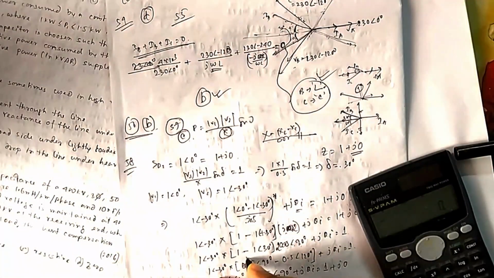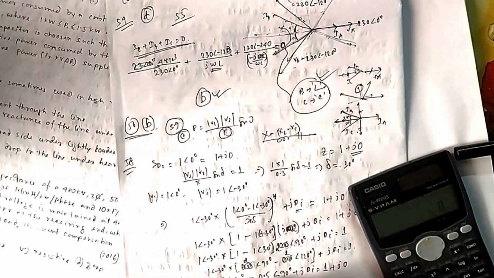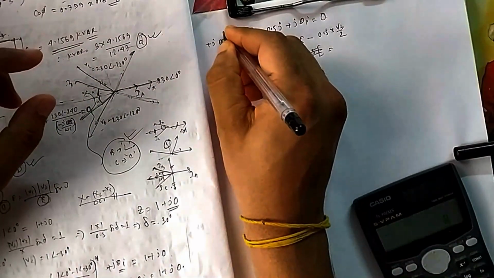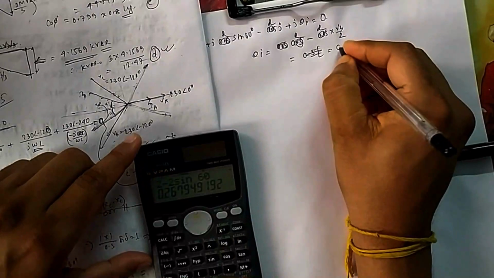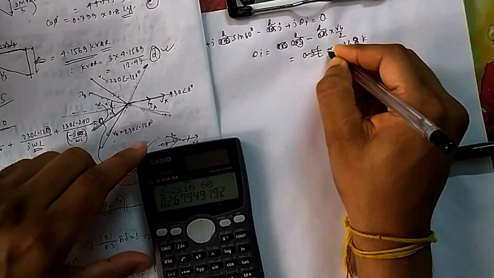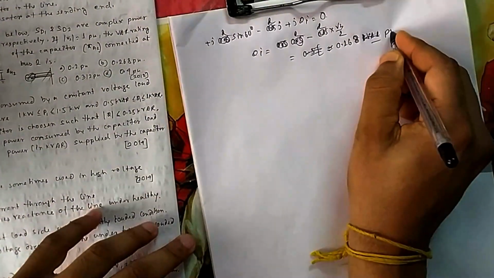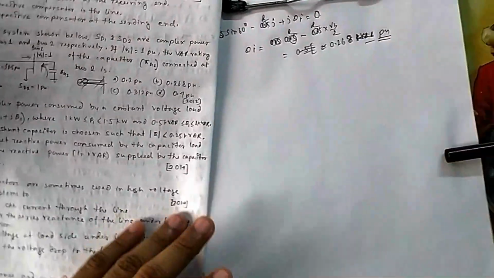So it will be 2 angle 90, then 2 angle 120. Only this will change, 2. So make this correction. Everything will be 2. So you will get, that is 0.2679 or 268, I think they have given, approximately you will get, that is kVAR. So 0.263 per unit. No unit, because everything is in per unit.